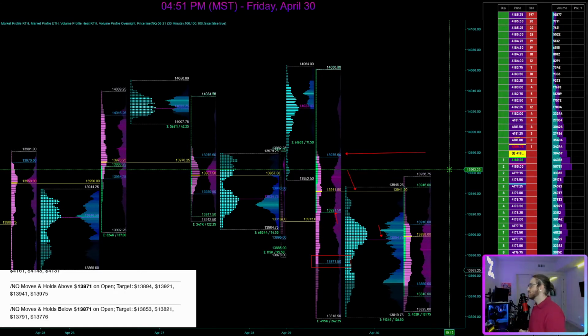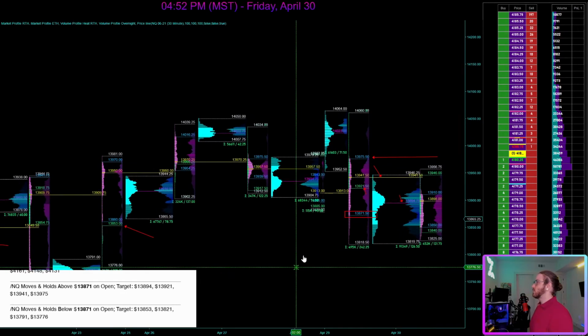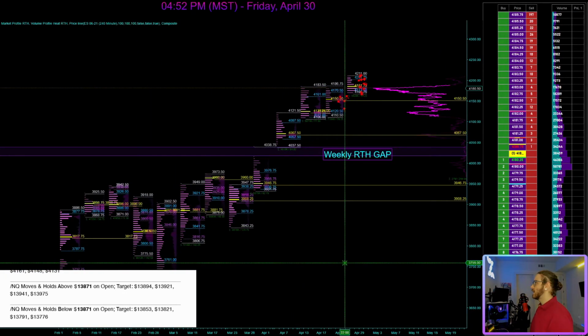So I would urge you guys to plot these profile levels on your chart and start to experiment with them and watch how price reacts to them. So it was a very interesting day. It was a really choppy, kind of rangy week, to be honest. And it's going to be very interesting to see how we resolve this.